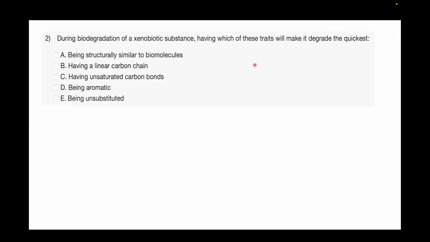Question number 2. During biodegradation of a xenobiotic substance, which of these traits will make it degrade the quickest? And options are: option A, being structurally similar to biomolecules. Option B, having a linear carbon chain. Option C, having unsaturated carbon bonds. Option D, being an aromatic compound. And option E, being unsubstituted.